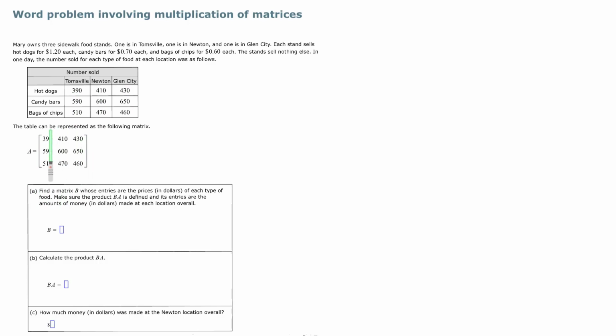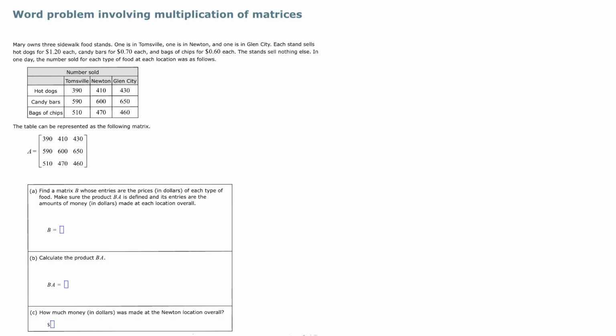And there it is. With a matrix, you simply convert it with brackets, and then you arrange the data in a very, very specific order. Okay, order matters. Find a matrix B whose entries are the prices in dollars of each type of food. Make sure the product B times A is defined, and its entries are the amounts of money in dollars made at each location overall. So we're going to define a matrix B, and my hint to you is actually first write out A.